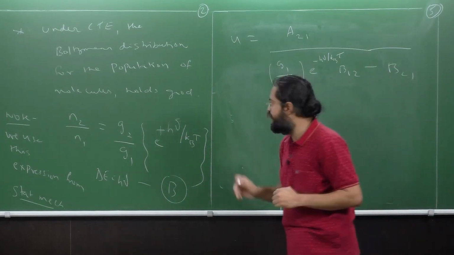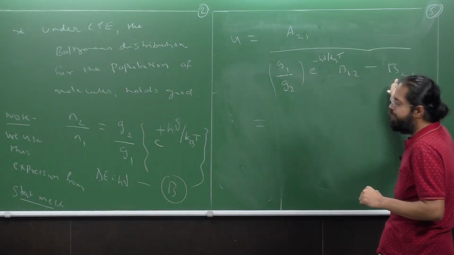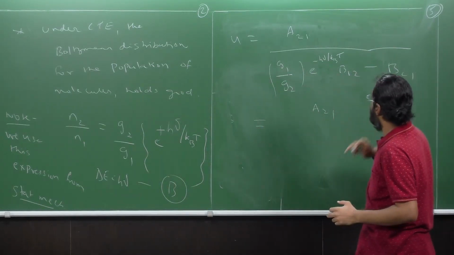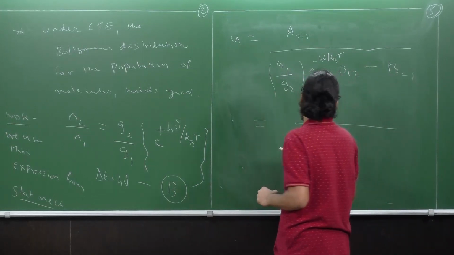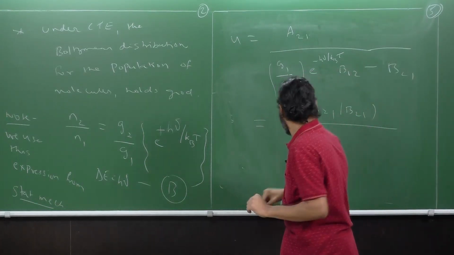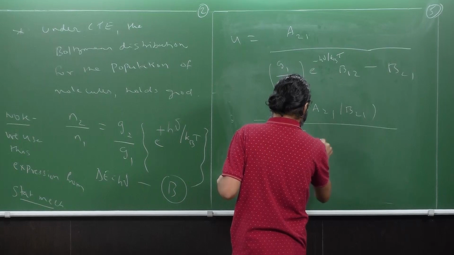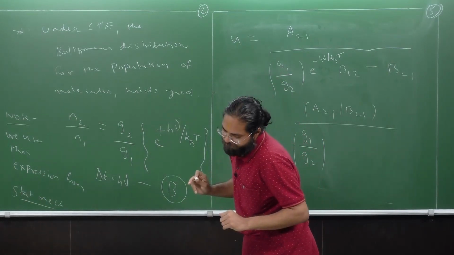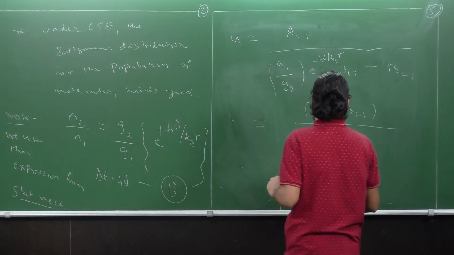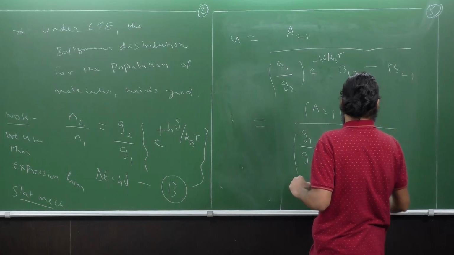This u can also be further modified. I'll just divide by B21 throughout, assuming that it is not 0. So this is going to be A21 divided by B21. I'll tell you the purpose behind this very soon. So this is A21 divided by B21, divided by G1 by G2 into this B12 by B21, times e to the power minus h nu over kBT, correct?